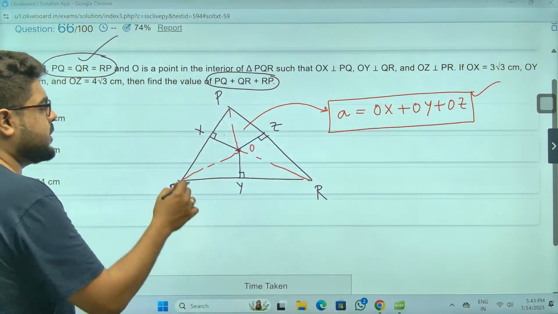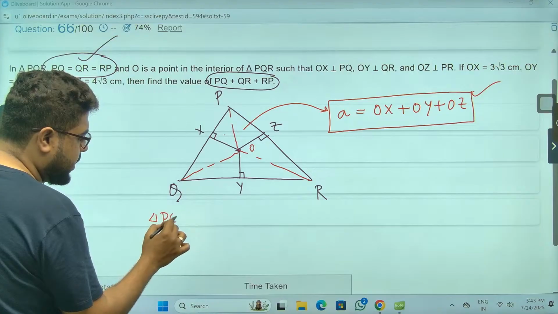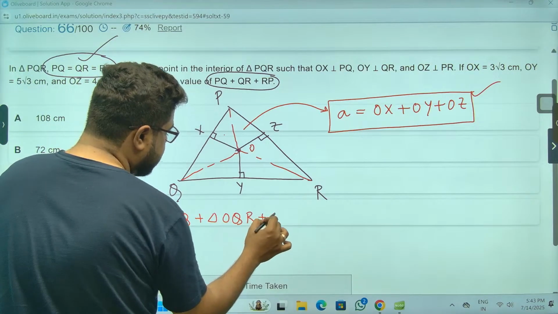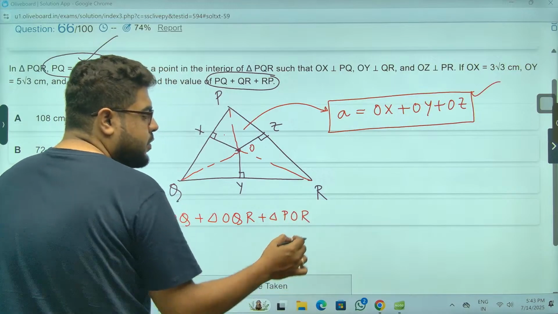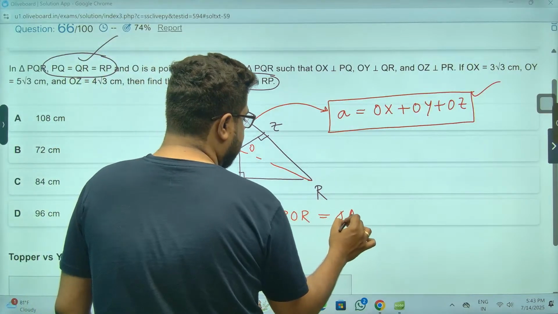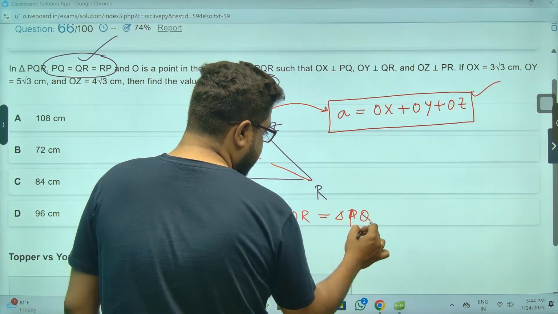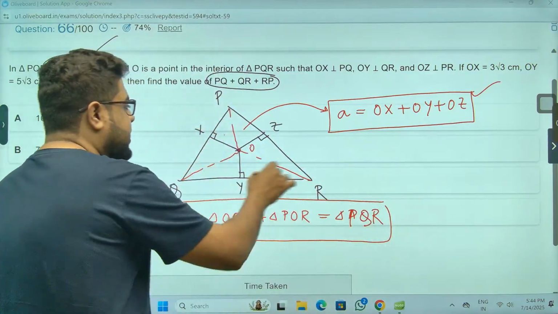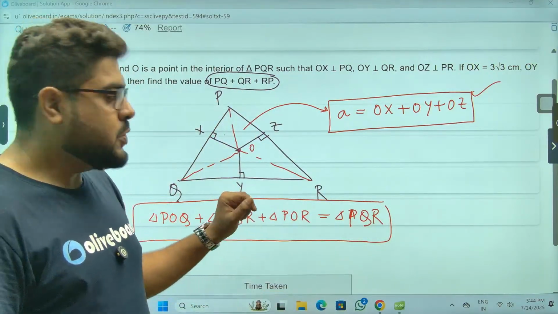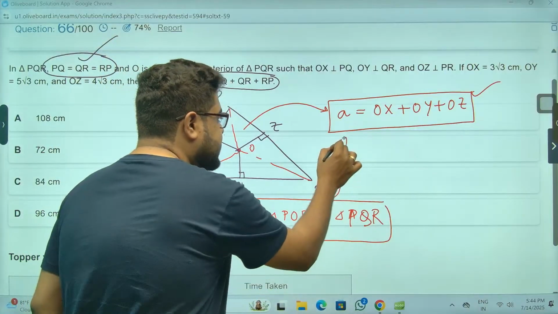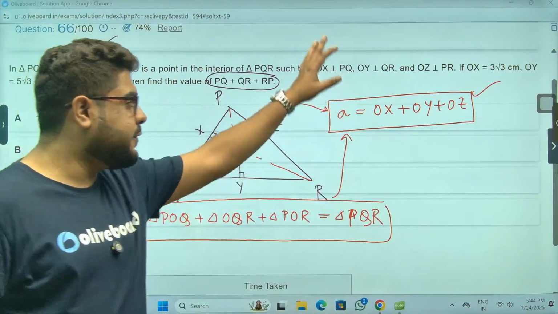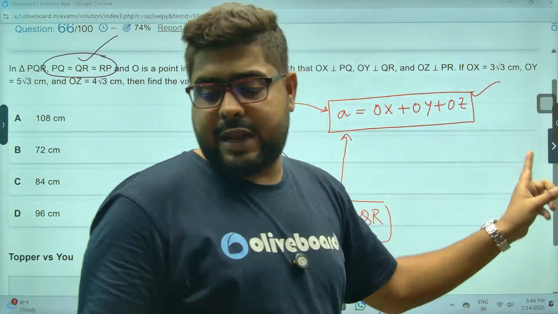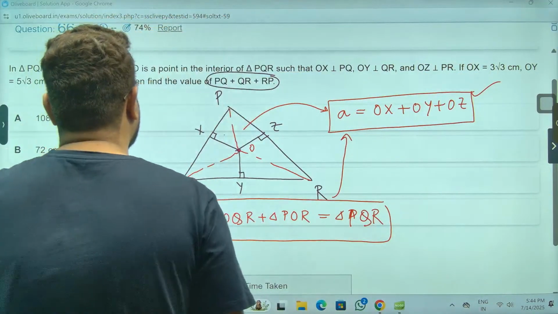If you want to get to this, so triangle POQ का area plus triangle OQR का area plus triangle POR का area will always be equal to the area of the whole triangle, that is PQR. Because I have broken triangle PQR, the bigger triangle, into three parts. So from here you will get this particular relation. And again, if you didn't know this, please remember. It's very, very important to do so.